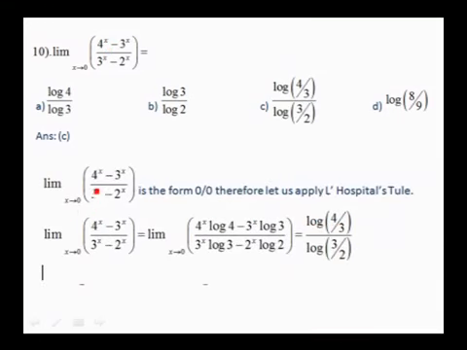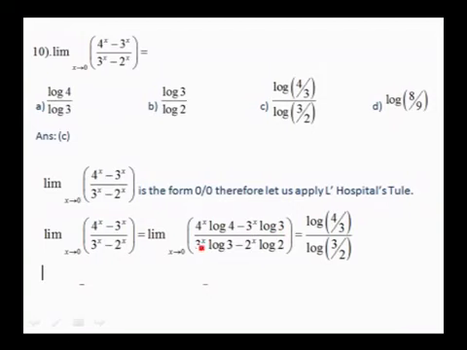Limit x tends to 0 of (4 to the power of x minus 3 to the power of x) over (3 to the power of x minus 2 to the power of x). Differentiating the numerator, you get 4 to the power of x into log 4, because the differential of a to the power of x is a to the power of x log a. So 4 to the power of x gives 4 to the power of x log 4, and 3 to the power of x differential is 3 to the power of x log 3.